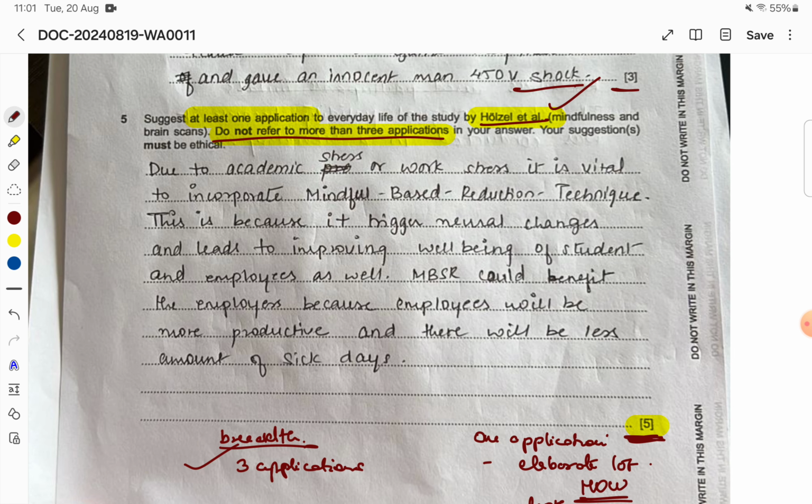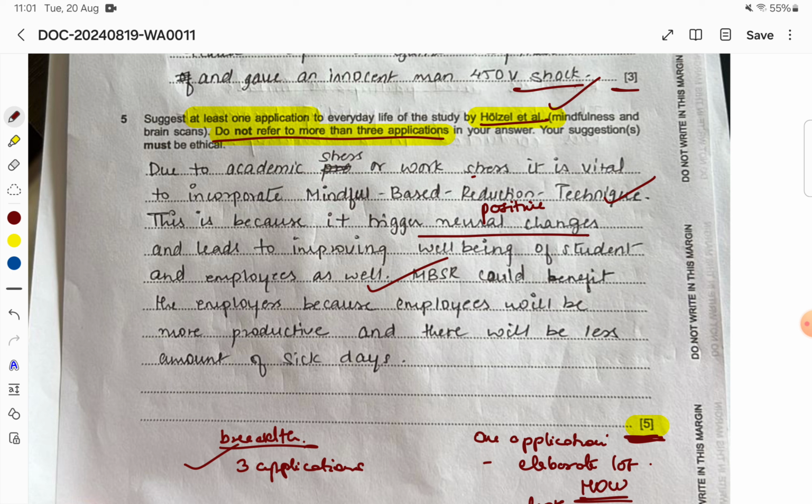First let's see what the student has written. She says that due to academic stress or work stress, it is vital to incorporate mindfulness based stress reduction technique. This is because it triggers neural changes and leads to improving well-being of students and employees as well. So she's justified why she's saying that students and employees will benefit, because there'll be neural changes. Of course it would be more desirable to say there would be positive neural changes, or that memory and learning would improve, relaxation would be induced, something like that. That would have made it even more specific.